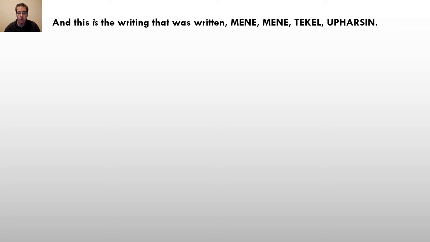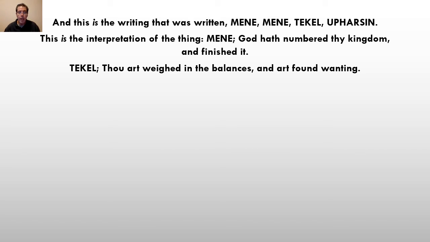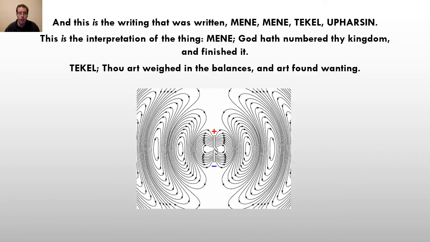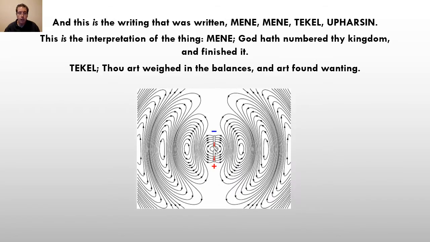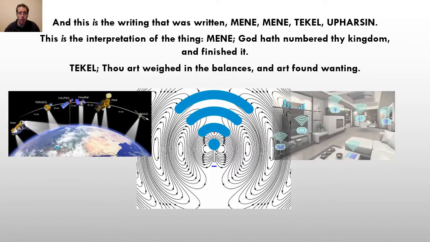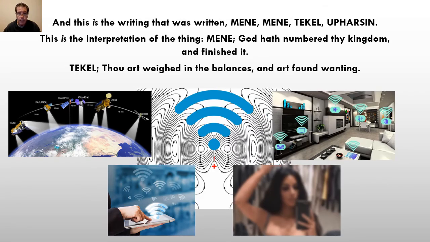And this, the writing that was written, Mene, Tekel, Upharsin, this, the interpretation of the thing, Mene, God hath numbered thy kingdom and finished it. We see it. God hath numbered thy kingdom and finished it. Tekel, thou art weighed in the balances and art found wanting. We see that, weighed in the balances and art found wanting, which is numbered with flood. And we see the flood around us, the flood of waves, the flood of electromagnetic waves carrying images, sounds against the Most High. We see it all around us. We see it every day. Thou art weighed in the balances and art found wanting.